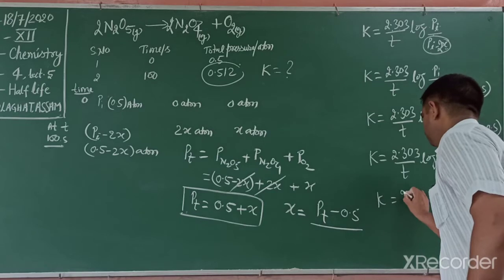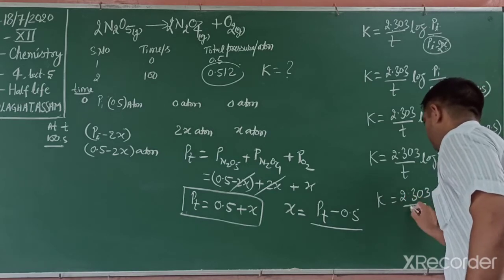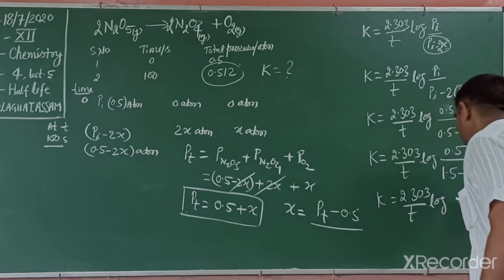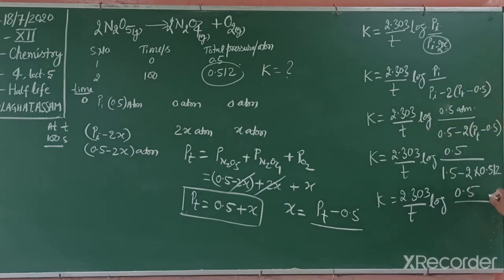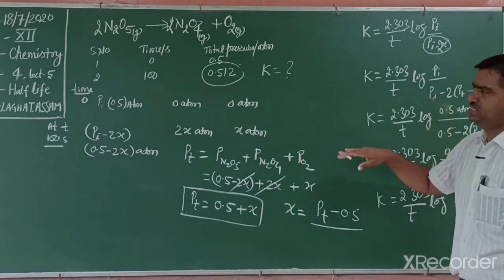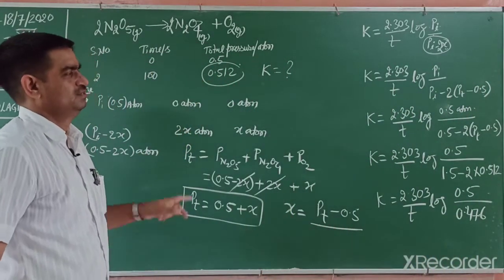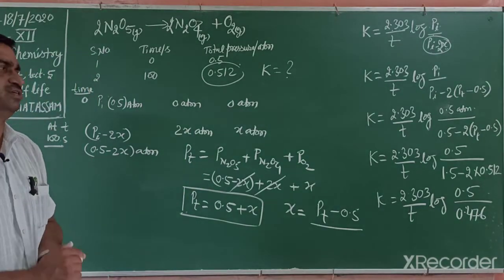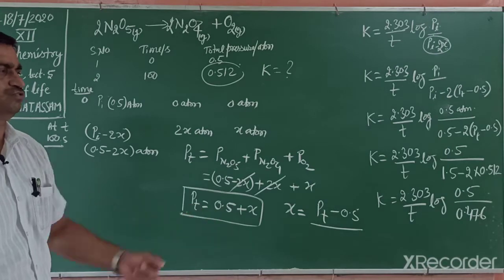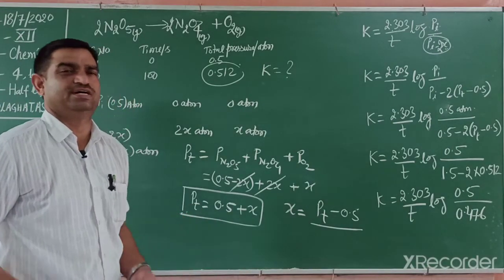K is equal to 2.303 divided by t log 0.5. If we multiply and then subtract, we get 0.476 atmosphere. So students, further by taking log, we can solve this numerical. So you have to write all the reactant and product, then according to stoichiometry, the reaction happens. So this reaction is a first order reaction. And after that, you further solve and write the unit, then you get the answer.